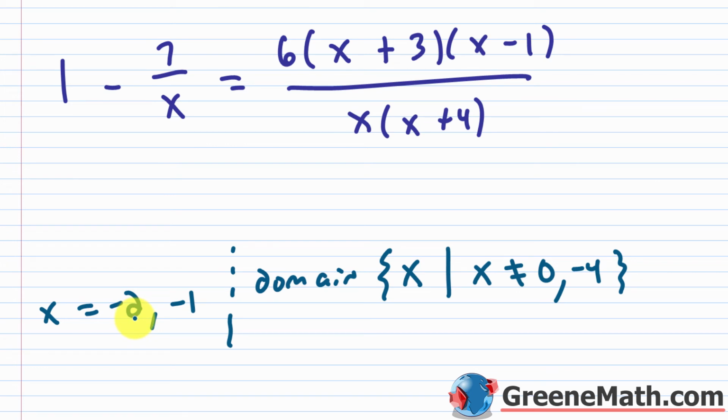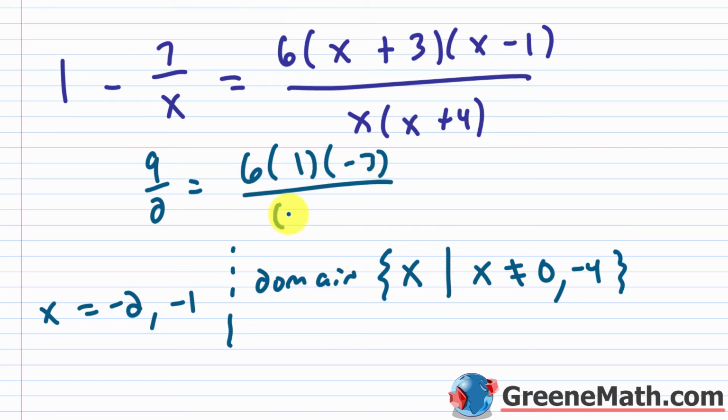Now again, to check this fully, I'm going to say this is 1 minus. If you go 7 over negative 2, you might as well say this is plus 7 halves. And then we could just say this is 2 over 2 here. And so basically this left side would be 9 halves. So this is 9 halves, or if you're doing this with your calculator, it's 4.5. And then over here, you think about 6 times, you'd have negative 2 plus 3, which is 1. And then times negative 2 minus 1, which is negative 3. And this is over, you have your negative 2 times your negative 2 plus 4, which is 2. Let me go through and fix this. This is a 3 here.